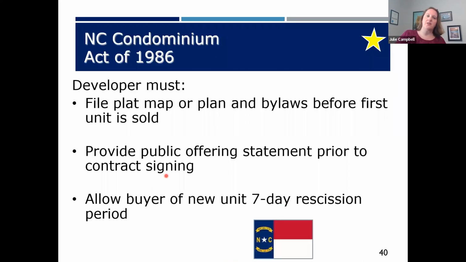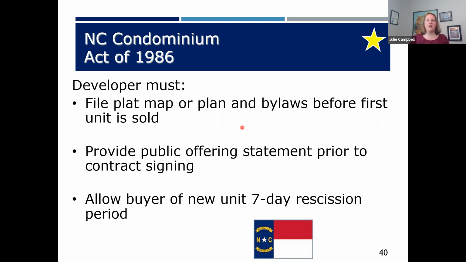In North Carolina, we have something called the North Carolina Condominium Act of 1986. This applies to new construction condominium, brand new units never before lived in. And there's a couple things that the developer has to do. And we're going to talk more about the developer in unit 5 or 6, maybe 6. So the developer has to finalize what's known as the plat map. The plat map lays out the land. This is a unit, this is a unit. It gives you a map of the land.